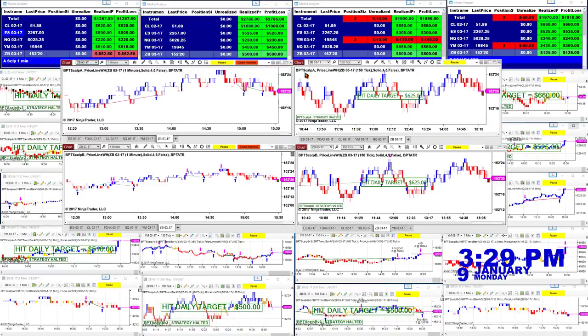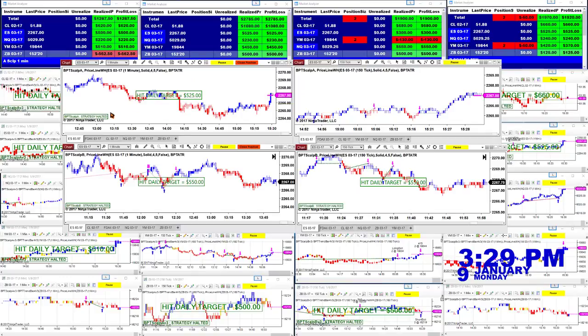And on the right corner, you see the A scalper on 150 ticks hit the target, and the 30-year Treasury bond on 150 ticks hit the target, which indicates that we have a better performance on the NT8, and that's the way it is.